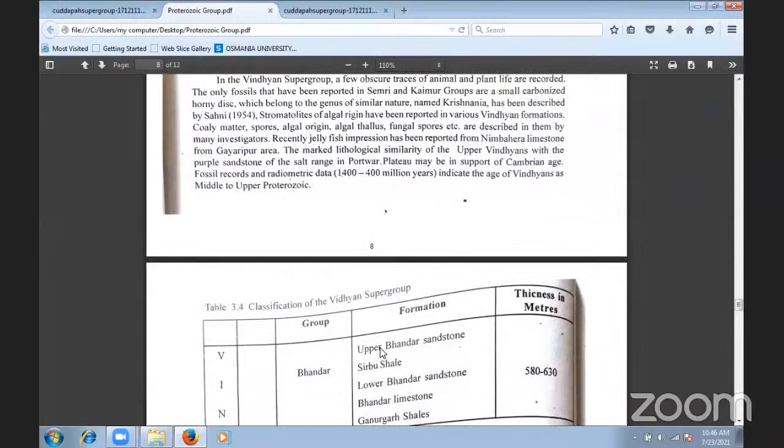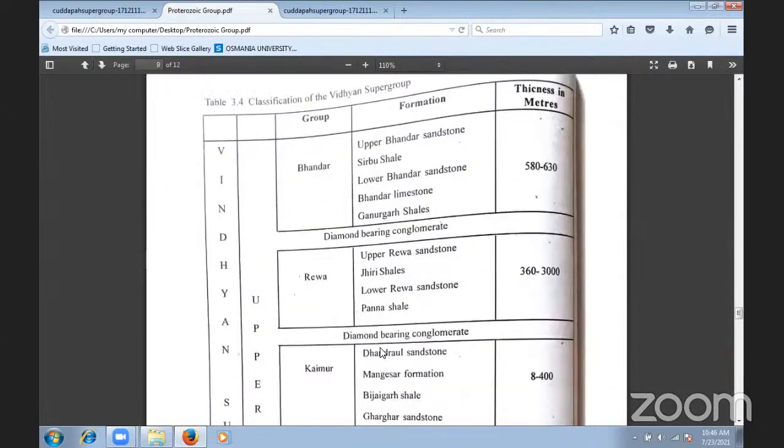The lithological area is markedly similar to the Upper Vindhyans, with the purple sandstone of the Salt Range in the Potwar Plateau, which may be supported by the Cambrian age. These fossil records and the radiometric data indicate 1400 million years to 400 million years, indicating the age of the Vindhyans as Middle to Upper Proterozoic.